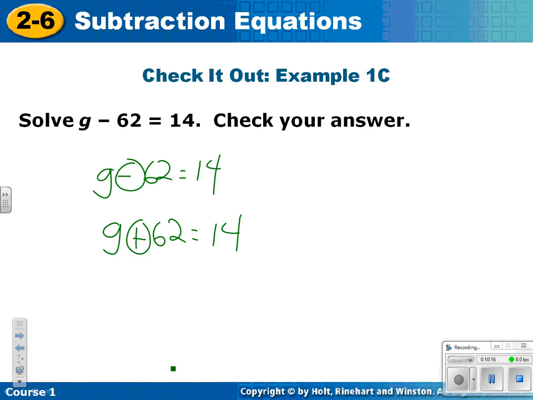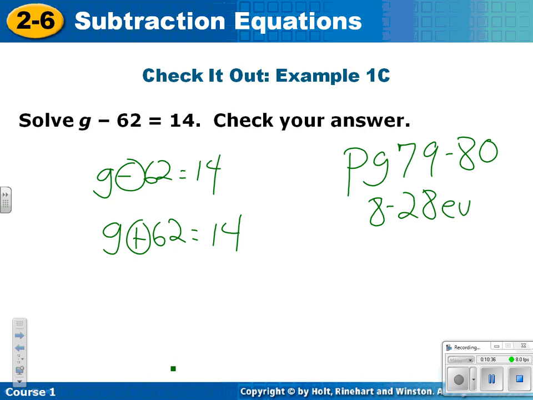Okay. Your homework assignment is going to be page 79 to 80, 8 to 28 even, and 34 to 40 even.